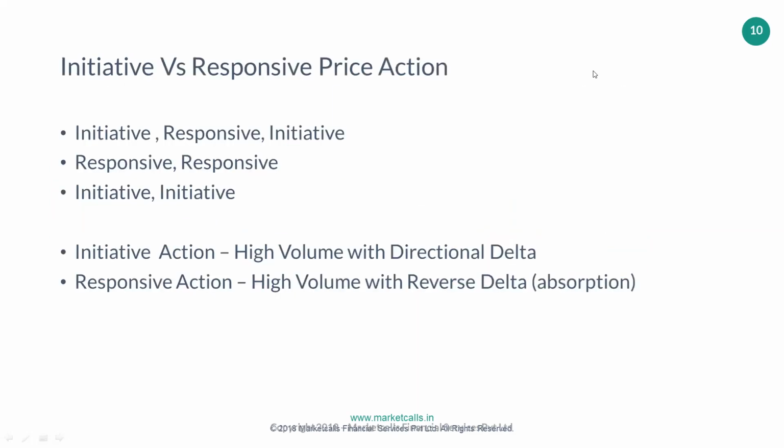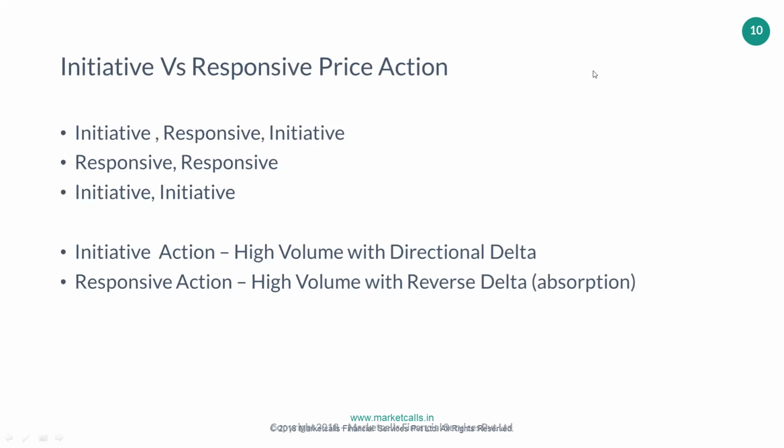And here comes the most interesting part, the initiative and responsive price action. First we'll talk about what an initiative auction is and what a responsive auction is, and what the difference between the two is. Initiative auctions are mostly directional auctions. Responsive auctions are typically mean reversion auctions, right? Most of the time, for both initiative and responsive auctions, the characteristic is that both have high volume transactions, right?